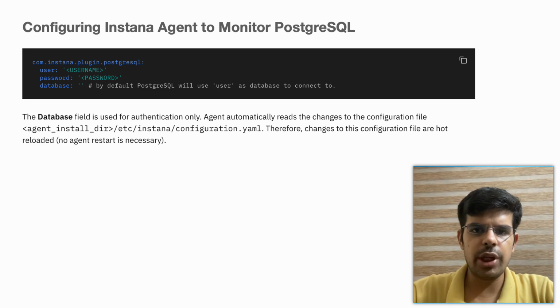For Instana to be able to monitor the locally running Postgres instance, it needs to be able to connect to that instance. The username and password for that particular instance can be provided in the configuration.yaml file, which can be found in the etc Instana folder.